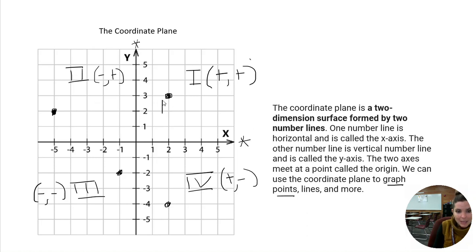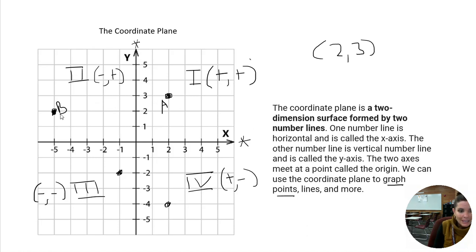Okay, so I'm going to go ahead and label this point A. Now, point A is found at 2 to the right and 3 up. So the location of point A would be (2, 3).